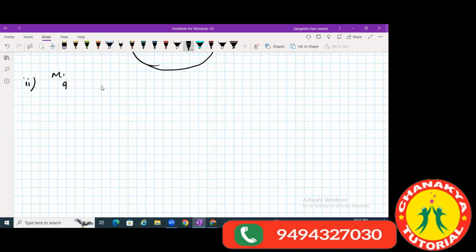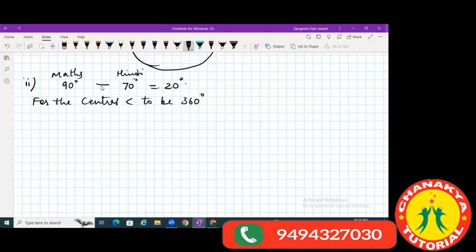Now we know for maths, the central angle was given to be 90 degrees. For Hindi, the central angle was 70 degrees. So if we take the difference, the difference between the two was 20 degrees. Now again we are doing it with the unitary method. For the central angle to be 360 degrees, the marks obtained should be 540. You understood this part? For the central angle to be 360, the marks obtained should be 540.